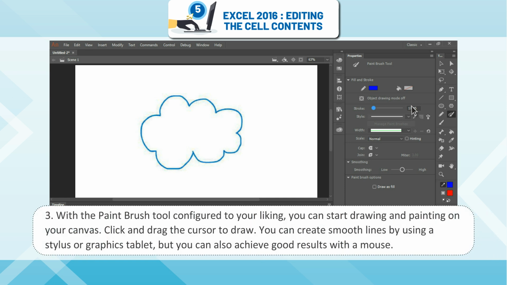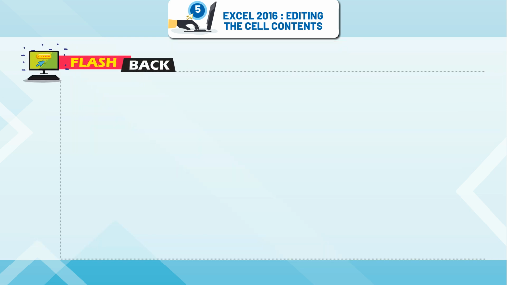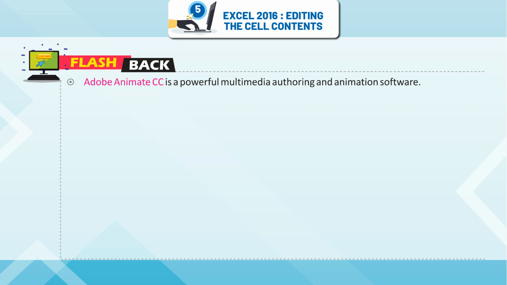With the paint brush tool configured to your liking, you can start drawing and painting on your canvas. Click and drag the cursor to draw. You can create smooth lines by using a stylus or graphics tablet, but you can also achieve good results with a mouse. Flashback. Adobe Animate CC is a powerful multimedia authoring and animation software.